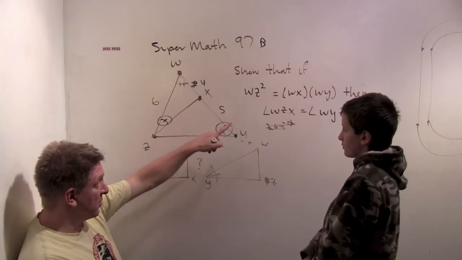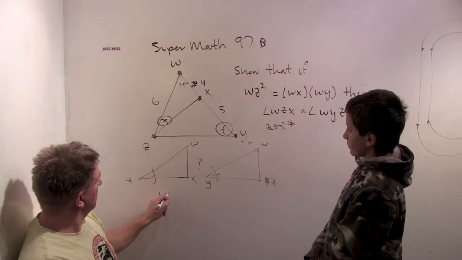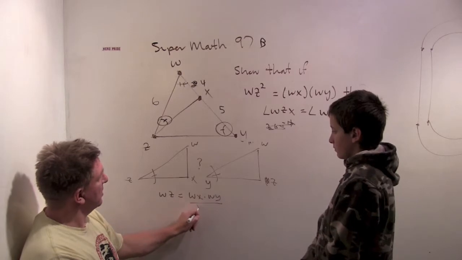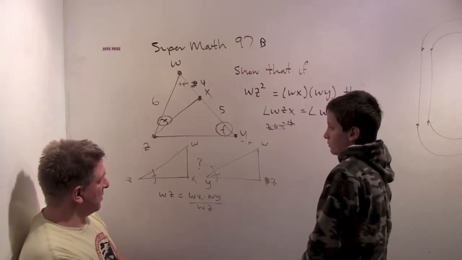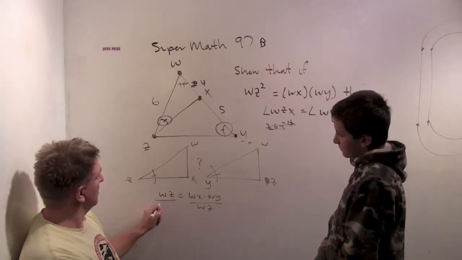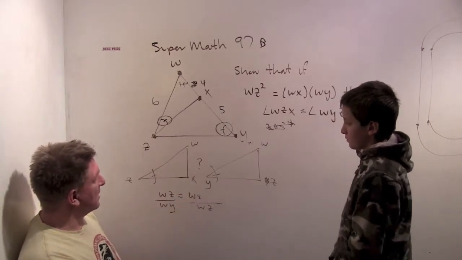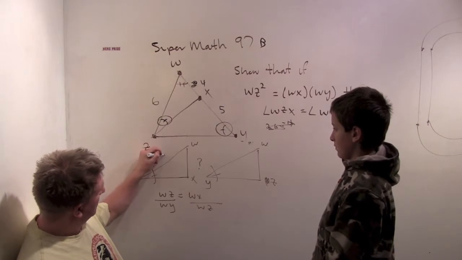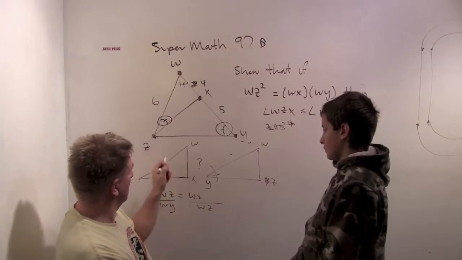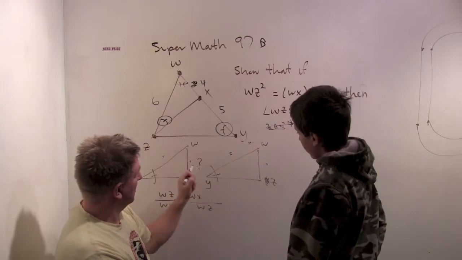Okay, so I'm going to transform this, first dividing both sides by WZ. So I get WZ equals WX times WY over WZ. And then maybe I'll divide by WY. Alright. So WZ over WY equals WX over WZ. So what does that tell me? WZ to WY, this side to this side, equals WX to WZ, that side to that side.